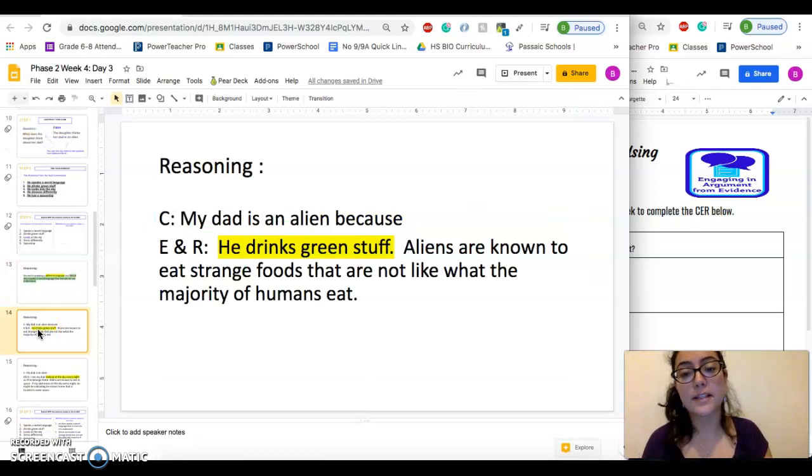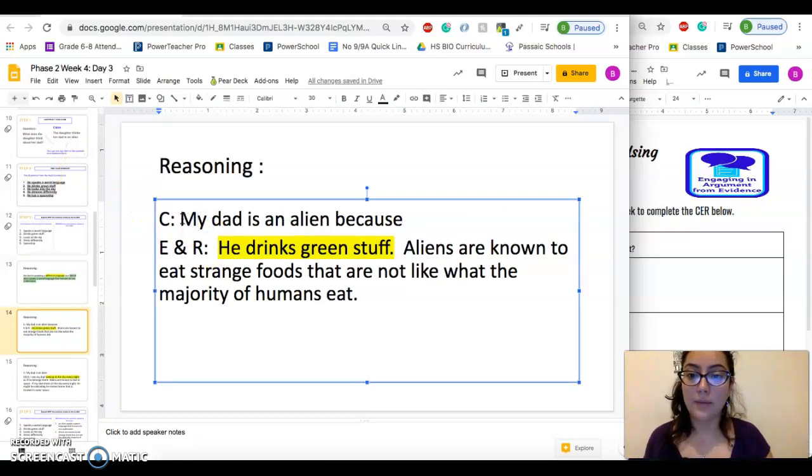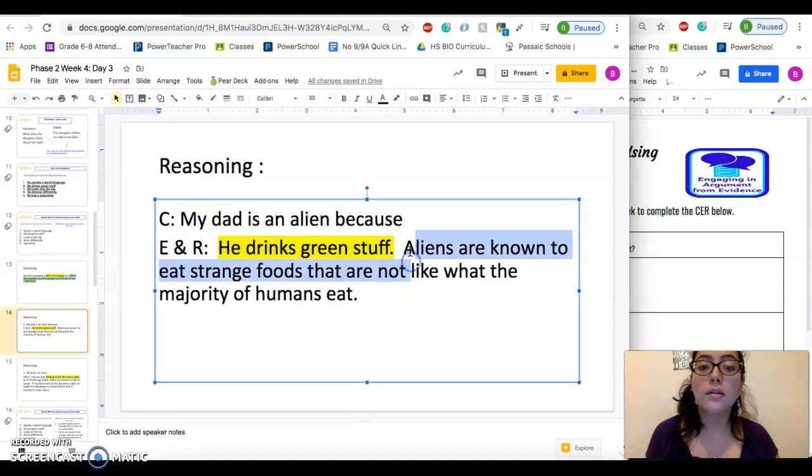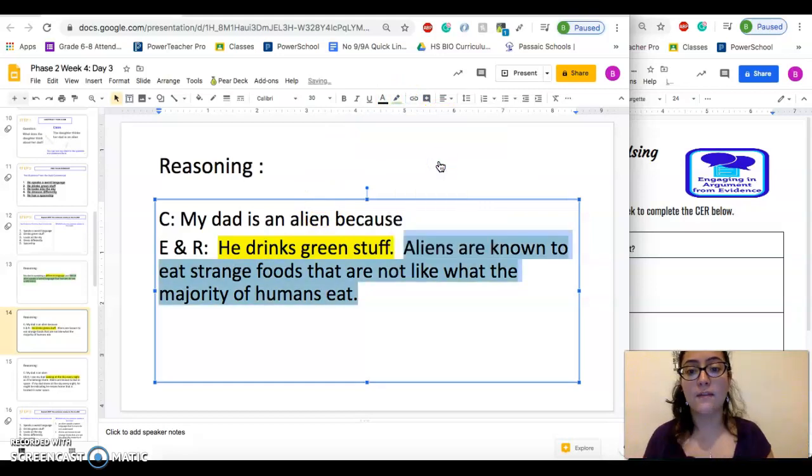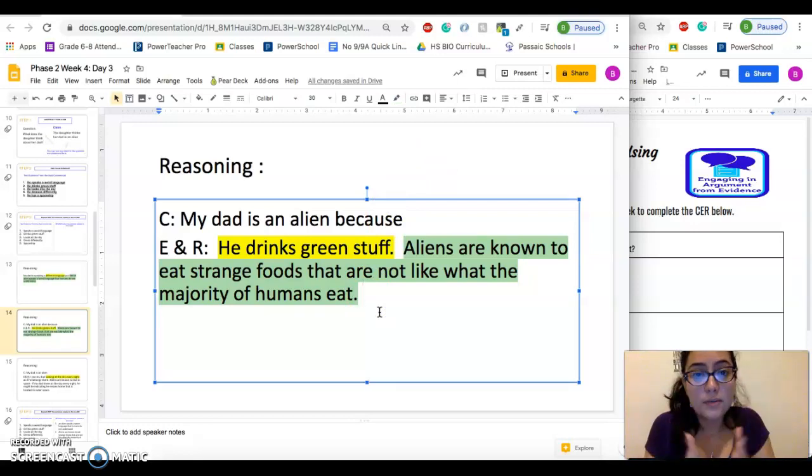A second way to write the reasoning. Once again, the claim is my dad is an alien. So the daughter thinks that her dad is an alien. Her evidence is he drinks green stuff. Why is that piece of evidence important to the claim? Well, here we go. Aliens are known to eat strange foods that are not like what the majority of people eat. That is why she uses the evidence that he drinks green stuff to support her claim. So drinking green stuff is relevant because aliens eat strange food.